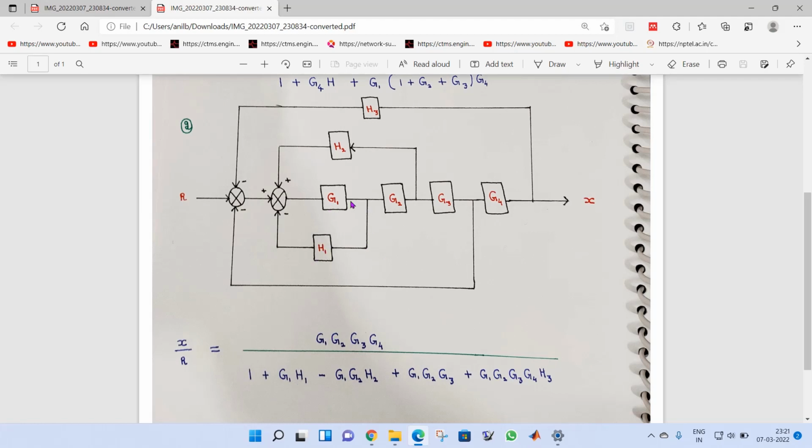Those terms are mentioned here: G1 times H1, G1, G2 and H2, and in this loop G1, G2, G3. The overall loop has G1, G2, G3, G4 times H3. Or you can also remember that when we write the overall loop, whatever numerator I have, the same thing will replicate here. So these are the techniques to solve block diagram reduction problems.